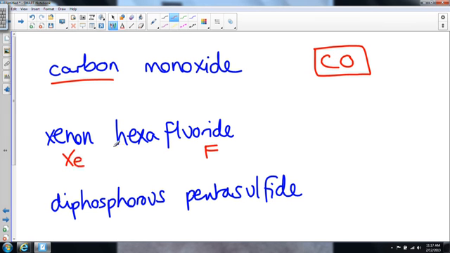Xenon hexafluoride. Now, this, of course, tells us there's fluorine. This, of course, tells us there's xenon. But what does hexa mean? Well, hexa, like hexagon, is a prefix for 6. Therefore, 6 fluorines, XeF6.